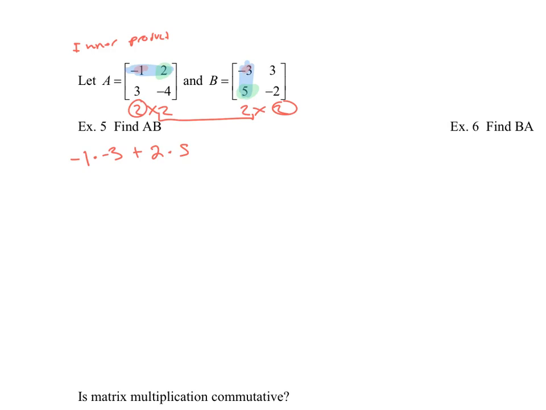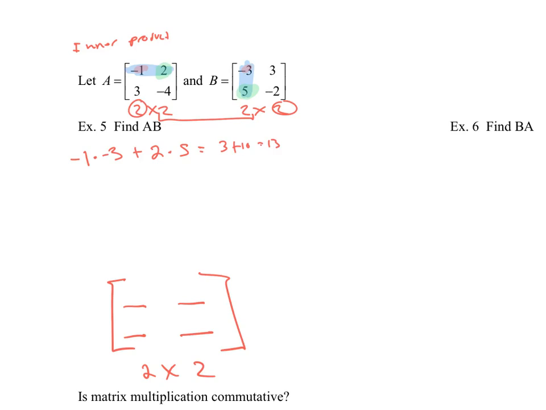Okay. So what does that equal? That is 3 plus 10, so that's 13. Okay. So we know we're going to get a 2 by 2 matrix, right? And you're probably still getting used to that idea. That's what's going to happen. So there's 4 spots we have to fill in.